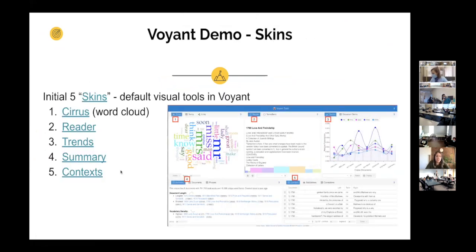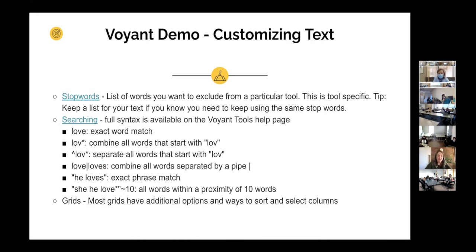So the next thing we talked a bit about were the skins. And again, once you have these slides, you can click on any of the links I have in there. So you can go right over to those areas on the Voyant help site. Then I also went over a bit about stop words and searching. So I included the syntax there, and I skipped grids, but we'll talk about that in a moment.